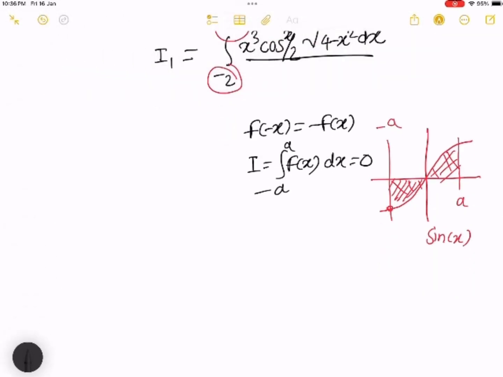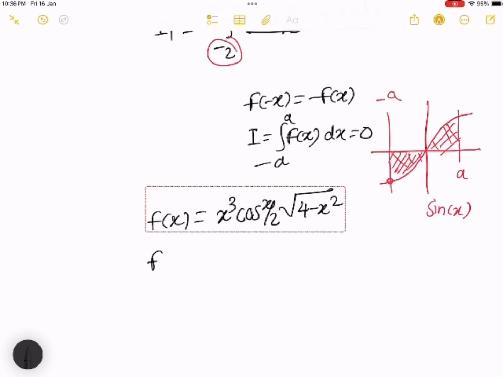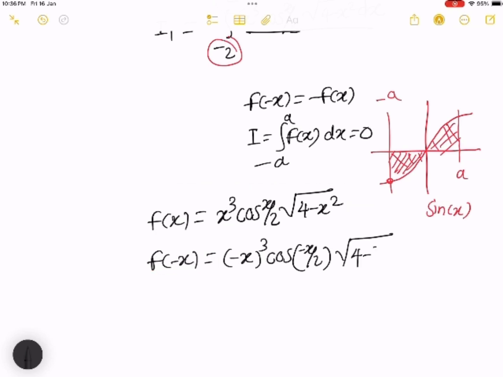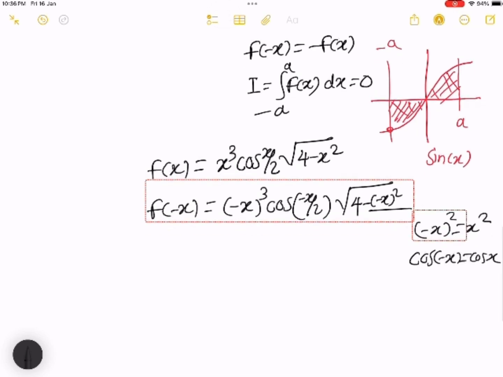Okay, what do we have? Our f of x is nothing but x cubed cos(x/2) times the square root of 4 minus x squared. Now let's do it. F of minus x will be, just put minus x in place of x, so minus x cubed cos of minus x by 2 and the square root of 4 minus x squared. We already know that minus x squared is nothing but x squared, and cos of minus x is nothing but cos of x. So these are two identities.